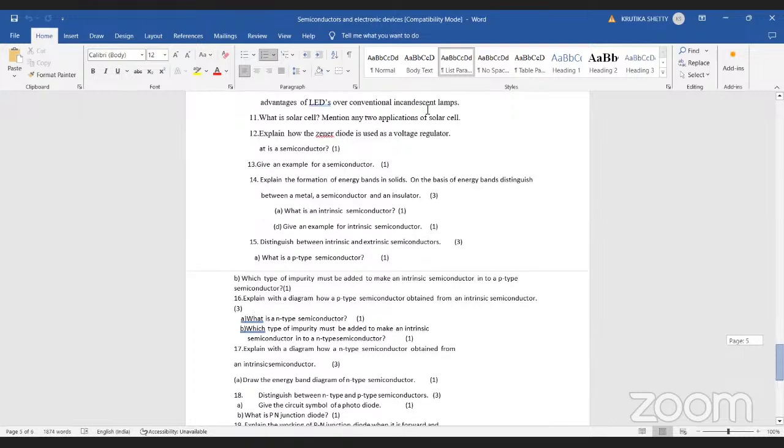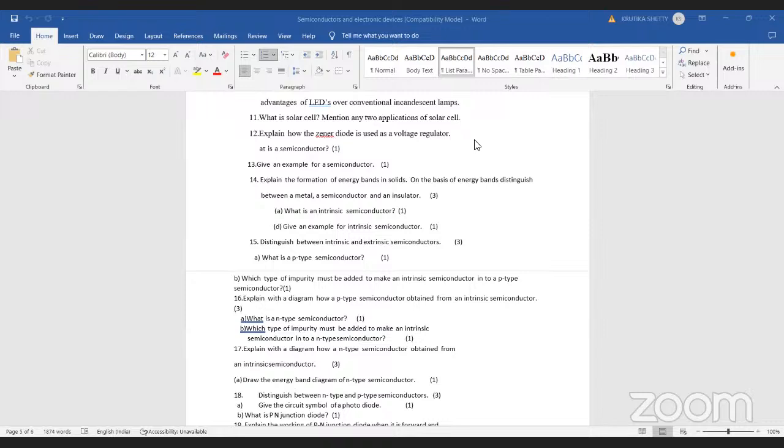So here is the next question. What is solar cell? Mention any two applications of the solar cell. So see, what do you mean by the solar cell? So as you know that solar cell is nothing but what? It is a device which converts solar energy into electrical energy anta helbodu.